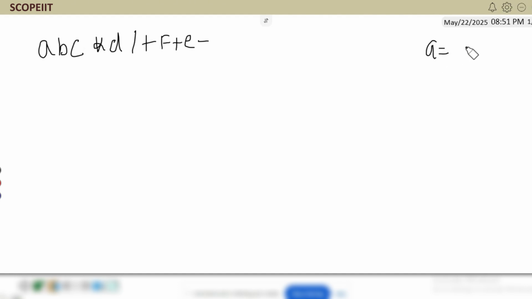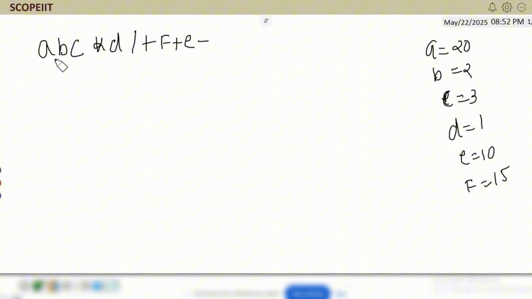Then the value of A I have is 20. The value of B I have is 2. Sorry, this is C. The value of C is 3. The value of D is 1. The value of E is 10. And for example, the value of F is 15. Now, which expression is it? It is a postfix. Postfix means we'll start from left to right.